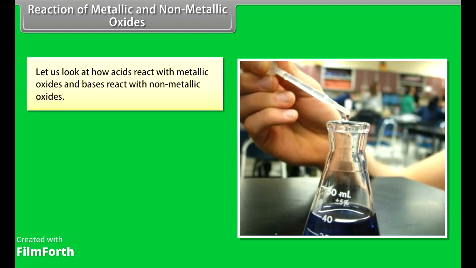Reaction of metallic and non-metallic oxides. Now that you have seen how acids and bases react with metals, hydrogen carbonates, and with each other, let us look at how acids react with metallic oxides and bases react with non-metallic oxides.